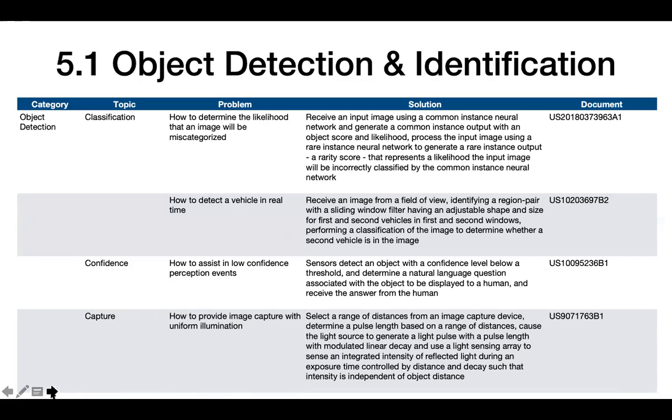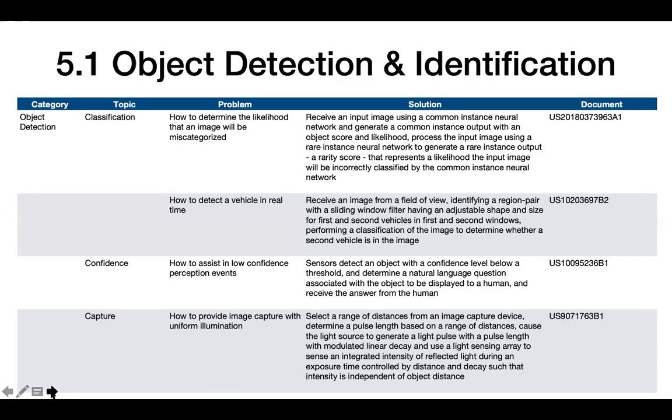Next one, confidence level, how to assist in low confidence perception events. The sensor detects an object with a confidence level below a threshold. Determine a natural language question associated with the object to be displayed to a human. So then a human reviewer can hit, yes, it is a deer in the road, or no, it's not.